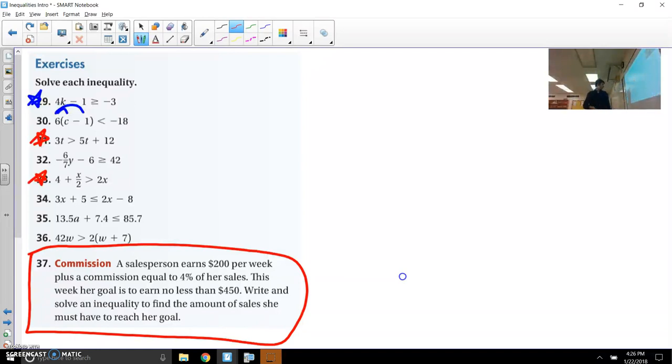Okay? So it says we've got to write and solve an inequality to find the amount of sales she must have to reach it. So look, she's going to make $200, period, just for showing up, even if she doesn't sell anything. But then it says plus a commission equal to 4%. So commission is, when you work for commission, that means that you make a little bit as a base salary, but it really depends on what you sell. Every time you sell something, you get a cut. You get maybe $5 or $10, or in this case, you get a percentage of all the sales you do.